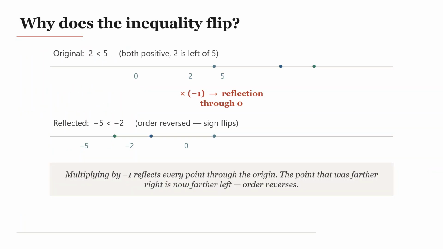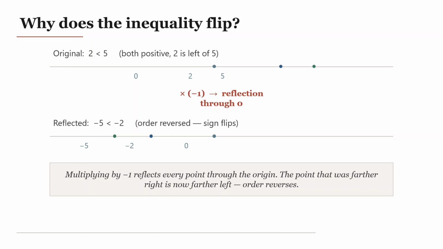The flip rule is not arbitrary. Multiplying by a negative reflects the number line through 0. Picture it. 5 sits to the right of 2, so 5 is greater than 2. Now multiply both numbers by negative 1. Negative 5 lands to the left of negative 2, so negative 5 is less than negative 2. The relative ordering reversed because reflection swaps left and right. The flip rule simply preserves the truth of the statement under that reflection. If you do not flip, you have lied. If you do, you have told the same truth in mirror image.